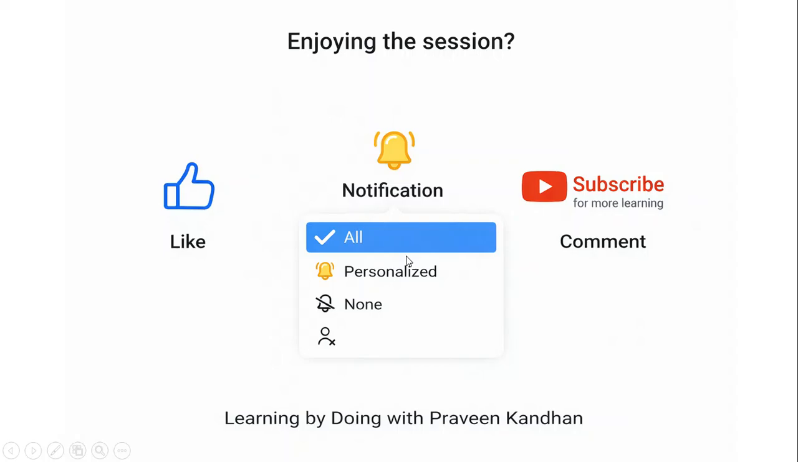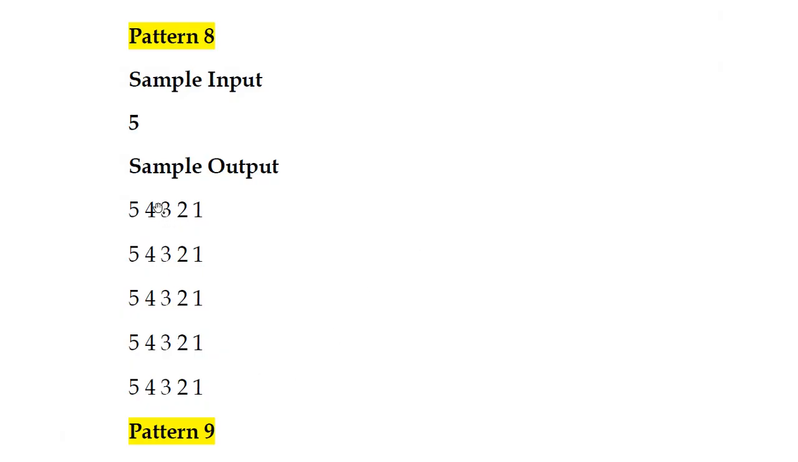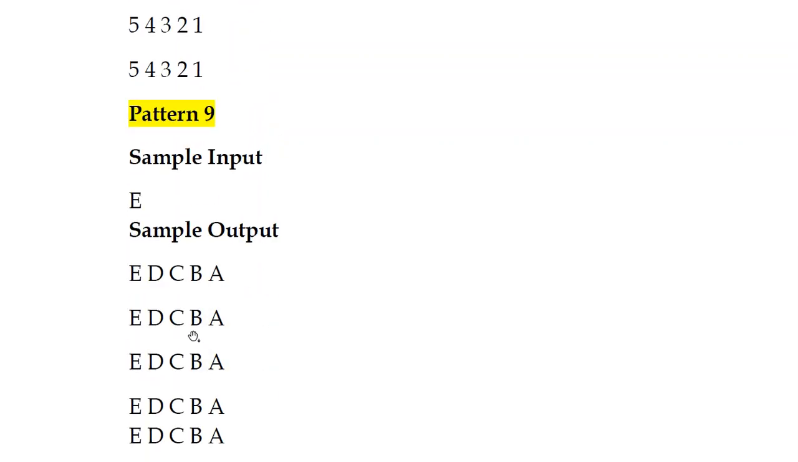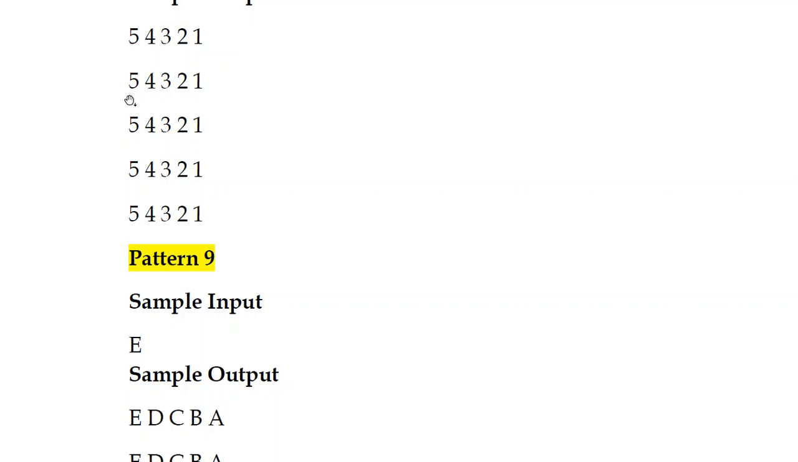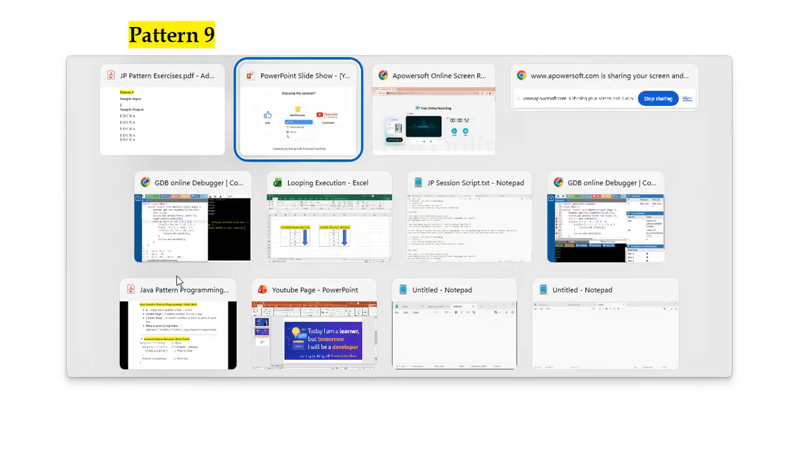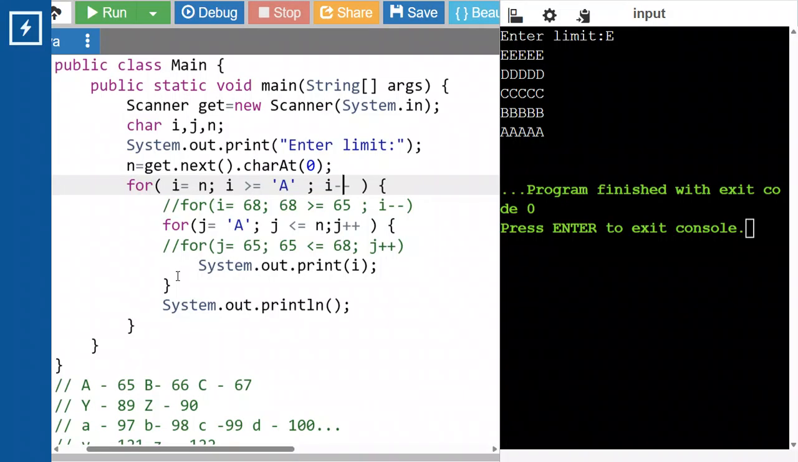Let's get started. In our previous session, we discussed the reverse number row pattern. In this session, we'll discuss the reverse alphabet row pattern. Same logic, but instead of numbers, we are trying with alphabets. Prerequisites: please watch sessions number 11 to 14. We'll get an idea.